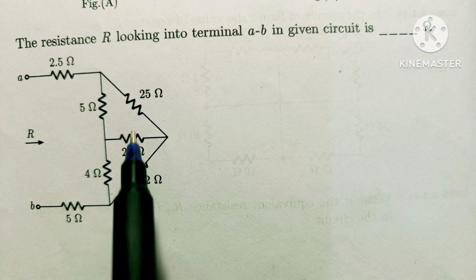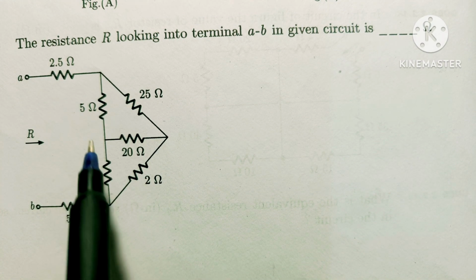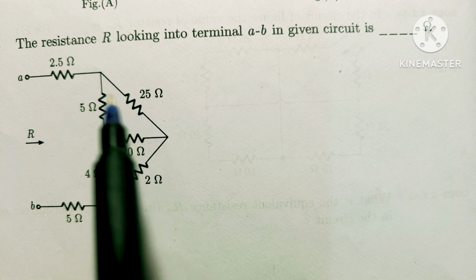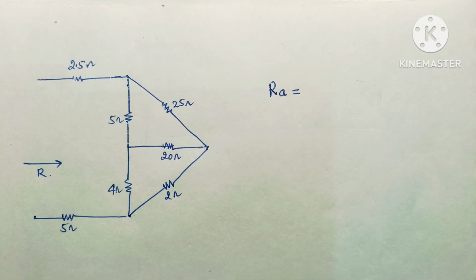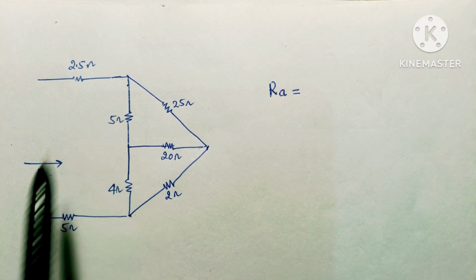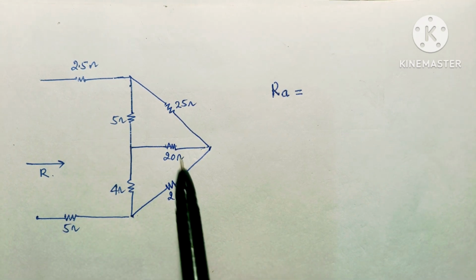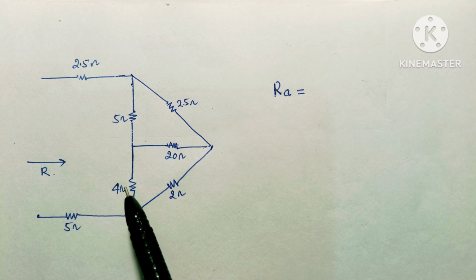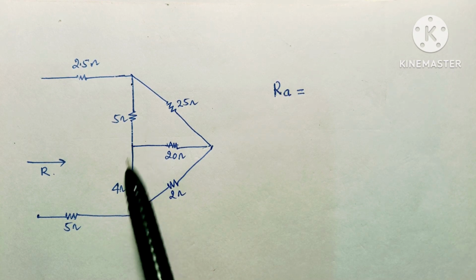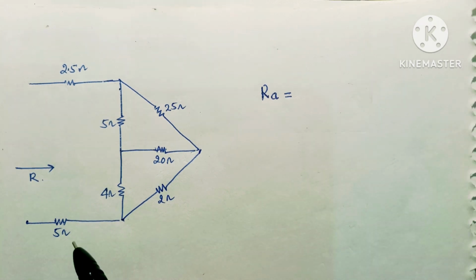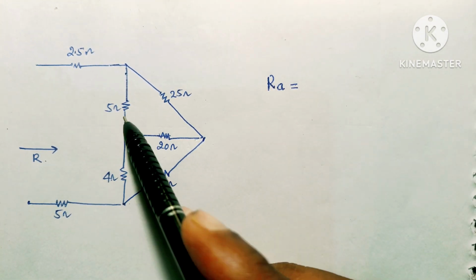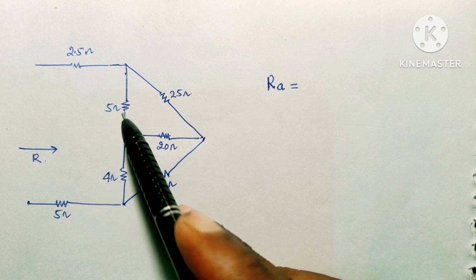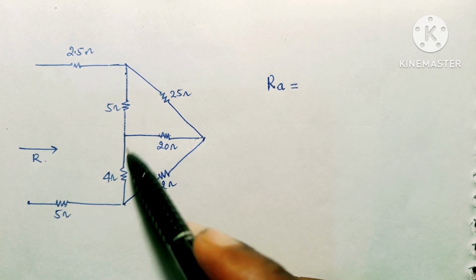So here we can see some delta or Y network type of figure. So let's see how we can find the solution. This is the given question. Let us assume that this is a delta network, and we will change it into a pi network. Or rather, this 5 ohm, 20 ohm and 4 ohm are in Y form, so we will change this Y network into delta form.